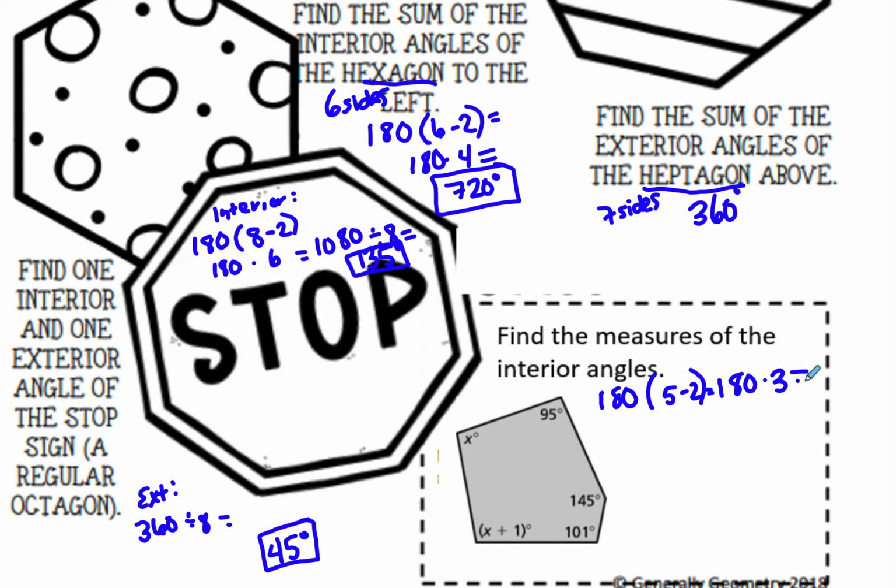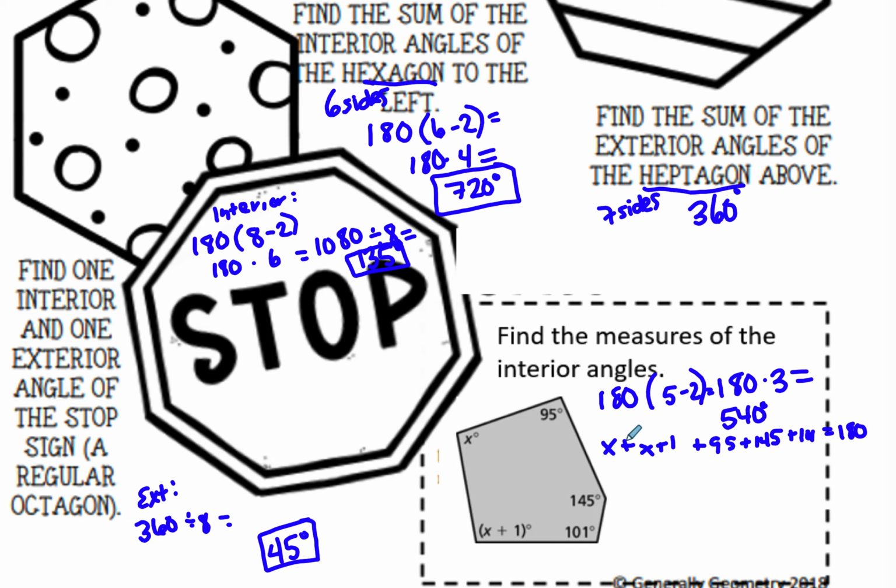All right, now I'm going to write my equation. So I'm going to write x for my first angle plus x plus 1. Order doesn't really matter, but I just chose to write my two variables next to each other. Plus, I've got 95, plus 145, plus 101 equals 180. All right, now hopefully you see an equation that you know how to solve.